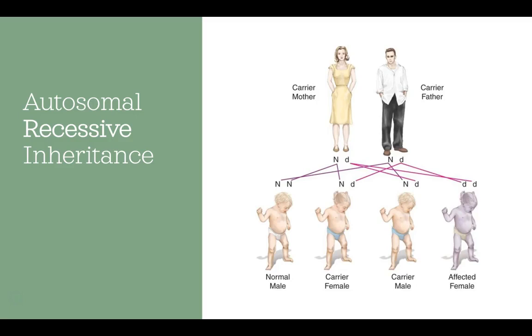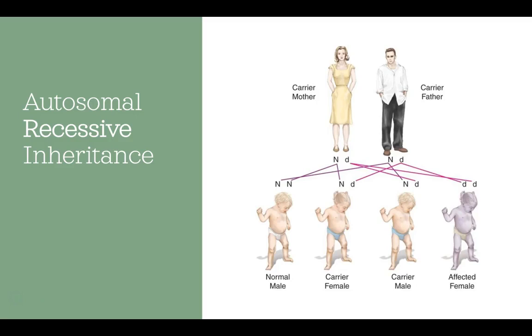Now, what if mom in this picture wasn't a carrier? Do you know what the chance would be that her offspring would express the trait? So if mom's not a carrier and dad is a carrier, there's actually a 0% chance, because remember, they would need both recessive genes to express the trait.